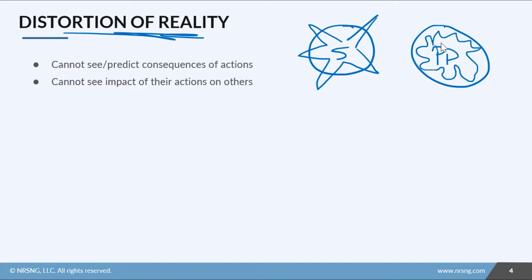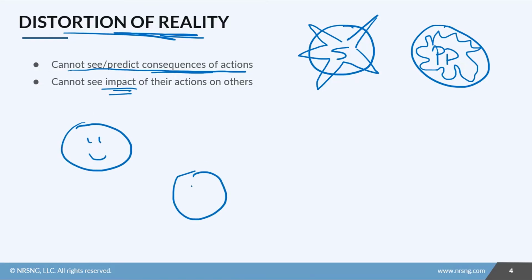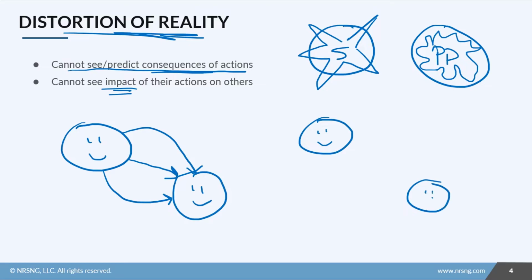Now, the biggest issue that we have with personality disorders is they cannot see or predict the consequences of their actions, and they cannot see the impact of their actions on others. So in a normal situation, let's say this is me and this is you. I recognize that anything I do, especially if you're somebody who is close to me, can possibly have an impact on you, and I recognize that. Now, let's say this is someone with personality disorder, and this is one of their loved ones, someone close to them. Clients with personality disorder tend to believe that everything they do only ever affects them, okay?